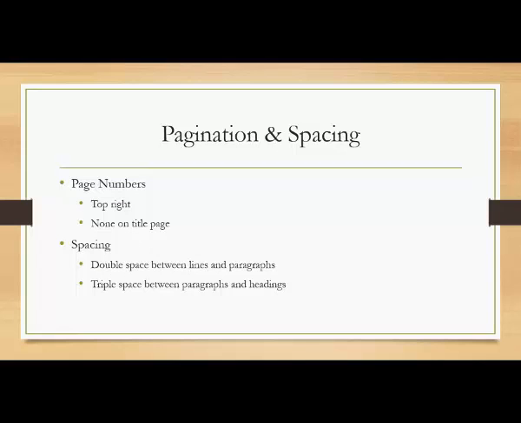But again, all of these must be in alphabetical order. Again, for the sake of consistency, we would like for page numbers and spacing to be consistent throughout. For page numbers, we want all page numbers to be listed on the top right. That does not include the title page. And then regarding spacing, double space between lines and between paragraphs, triple space between paragraphs and headings. So if you break it into 5 headings, then there will be triple spaces between the paragraph and the heading and then the next paragraph.